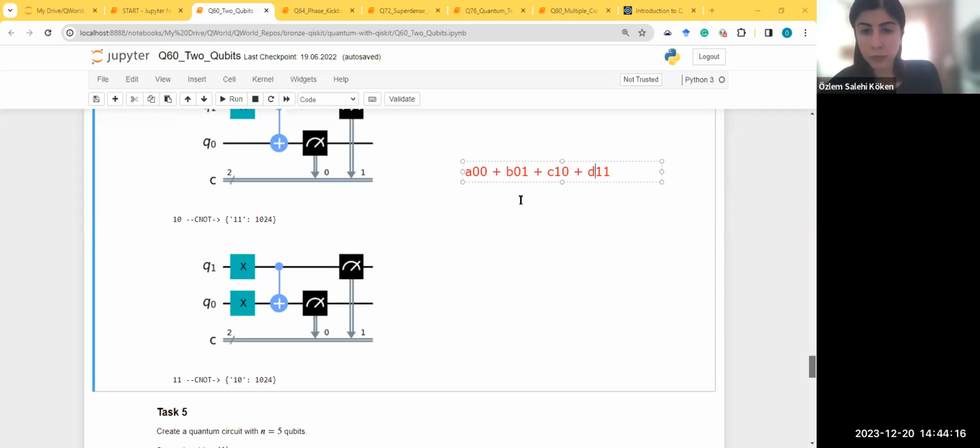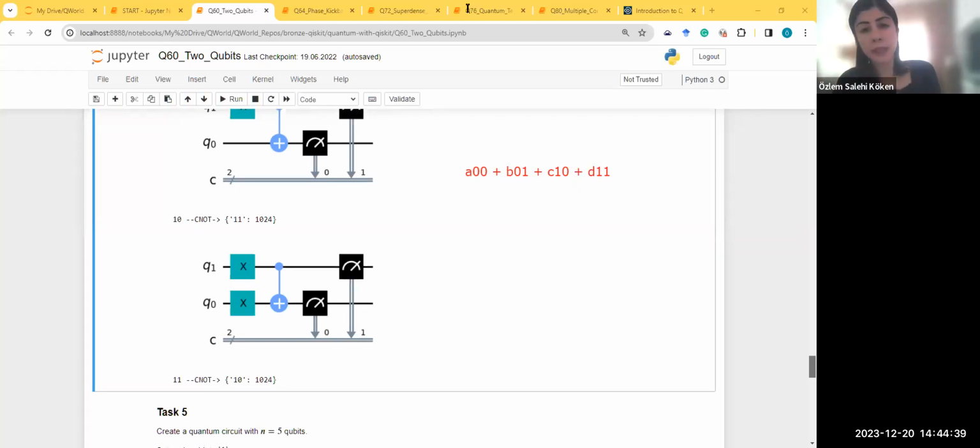Now, suppose that this is your quantum state. It's A|00> plus B|01> plus C|10> plus D|11>. What happens if we apply a CNOT, where the first qubit is the control and the second qubit is the target?